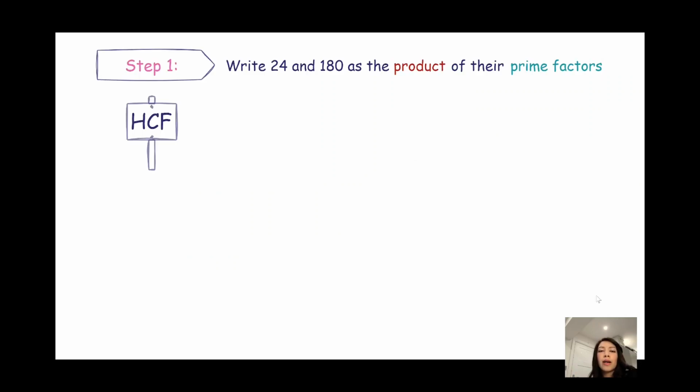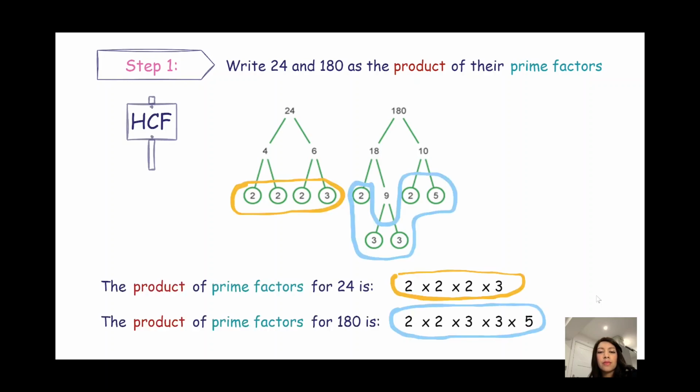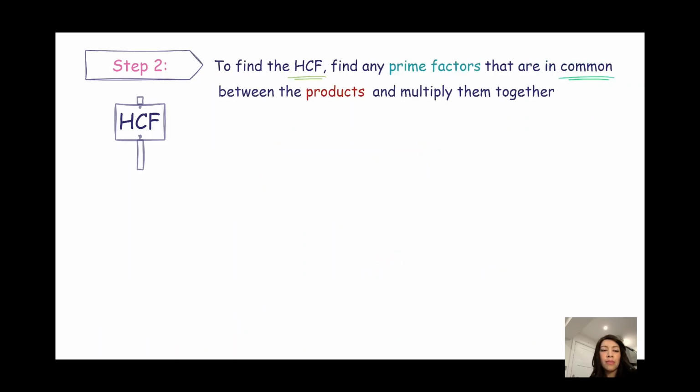So to recap, we write 24 and 180 as a product of their prime factors using factor trees. And we then write the product of prime factors for 24 is 2 times 2 times 2 times 3, and the product of prime factors for 180 is 2 times 2 times 3 times 3 times 5. Step 2. To find the HCF, we find any prime factors that are in common between the products and we multiply them together. How do we do that?